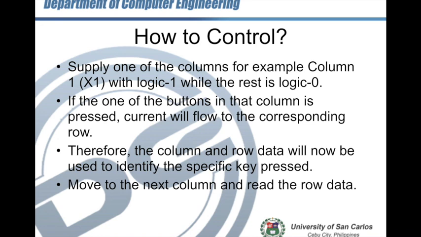Then we move to the next column and read the row data. So we have to supply each column with logic 1, and then we move to the next column, and so on and so forth. Now remember, only one column should be supplied with logic 1, while the rest is logic 0.